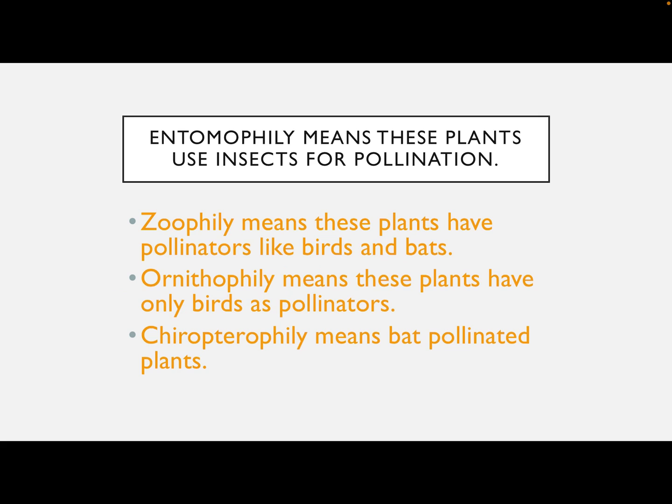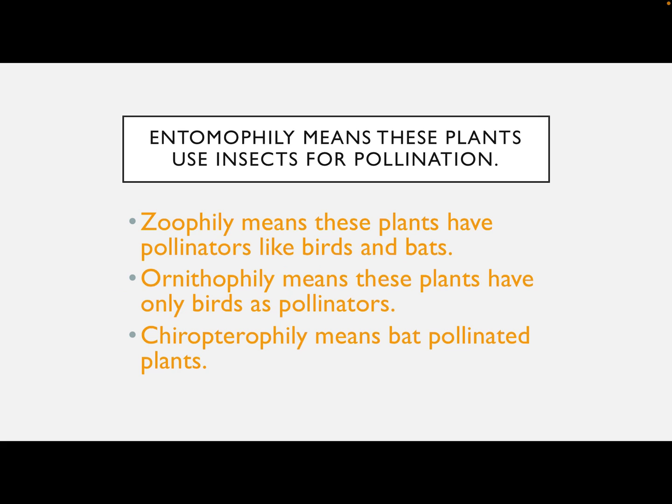What is entomophily? Entomophily means these plants use insects for pollination. Some plants use insects for their pollination, and it is of many kinds. The most important kinds are zoophily. Zoo means zoology, zoology is coming from zoo. Zoo means animals. These plants have pollinators like birds and bats. Particularly, bird pollinated plants are called ornithophily.